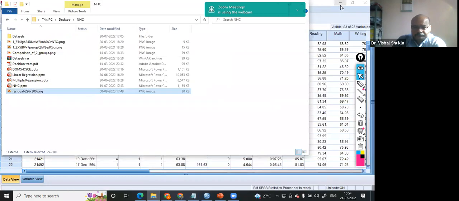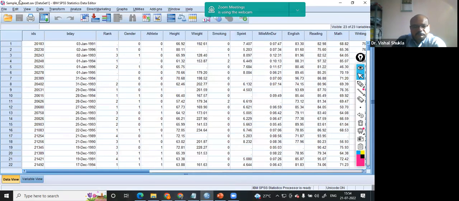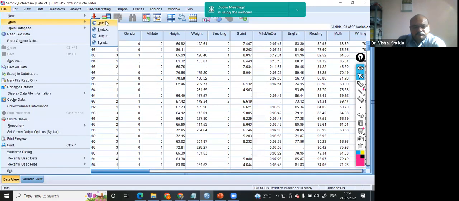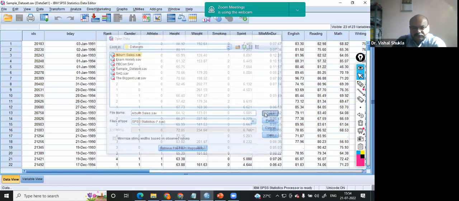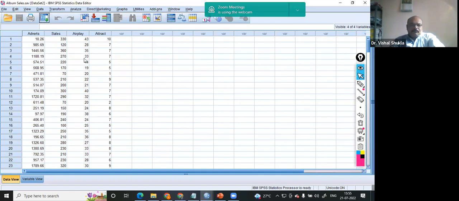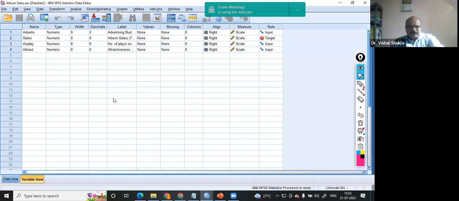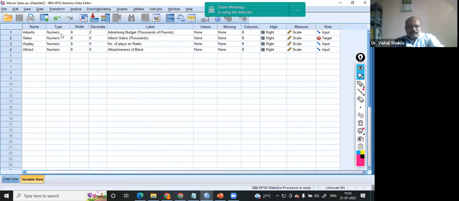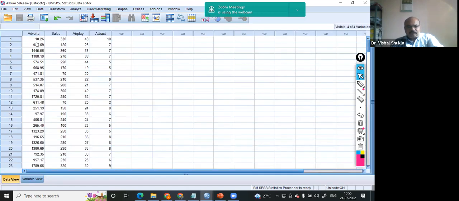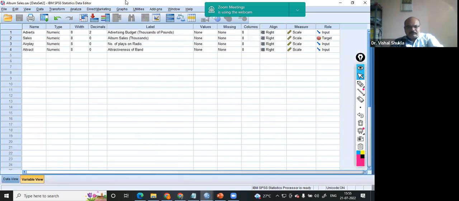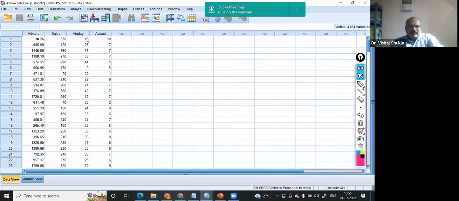Now let's do it. So open this file album sales.sav. In this, we have four variables. AdWords, which I'll show you here, is the advertising budget. Every unit is in thousands of pounds, so this means 10.26 times 1,000 pounds. Then album sales in thousands. This is the sales. Airplay means the number of times a music album was played on the radio, and attract means the attractiveness or the popularity of the band on a scale of 10, which made the music album.